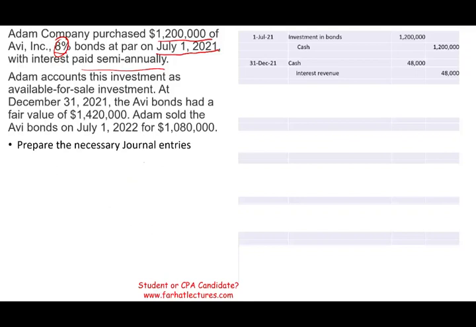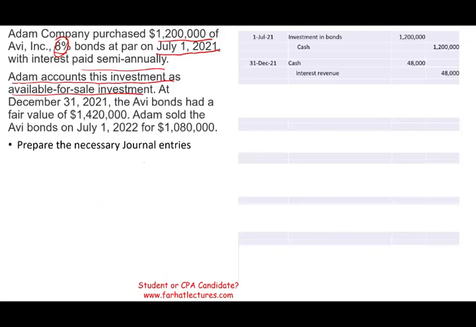Now, I have to make an adjustment at the end of the year. Now I need more information. I have to know, how is Adam accounting for this investment? Because it's a debt investment, a debt investment could be trading securities, could be available for sale, or could be held to maturity. Okay, so now we are told that Adam accounts for this investment as available for sale. So they choose to account for it as available for sale. Well, now I need to make the appropriate adjustment.